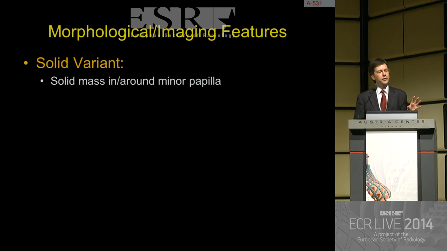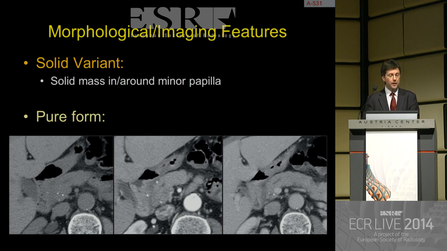If we look at the imaging features, we can divide it into different morphological appearances. Firstly, we have the solid variant, and this is really a solid mass simply in and around the minor papilla. And here we have the pure form, which I demonstrate here, which we've got a clear demonstration of a sheet-like infiltration of fibroinflammatory tissue going into the duodeno-pancreatic groove, and demonstrating inhomogeneous reduced enhancement on the portal venous phase imaging.